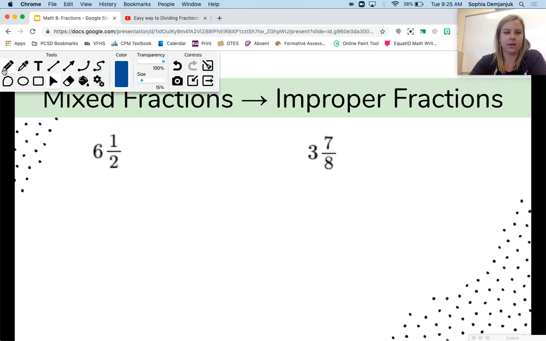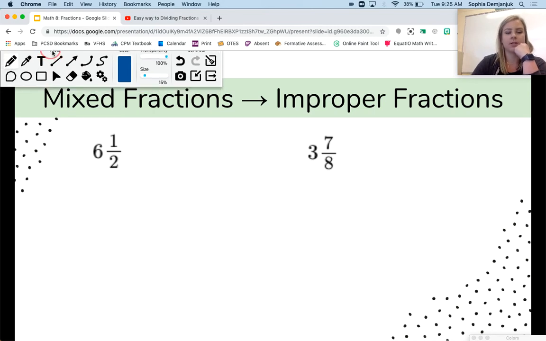The first thing that we're going to go over is a review of mixed fractions and how we can turn those into improper fractions. So if you remember, mixed fractions is when you have a whole number and then a fraction, and then an improper fraction is when you have a fraction where the numerator is larger than the denominator. So this first example, we want to turn it into an improper fraction. So you're going to start out by doing 6 times 2. You multiply the whole number by the denominator, and you'll get 12.